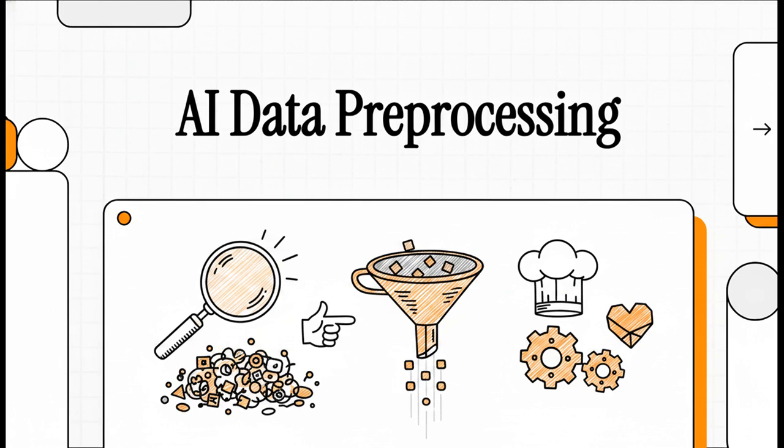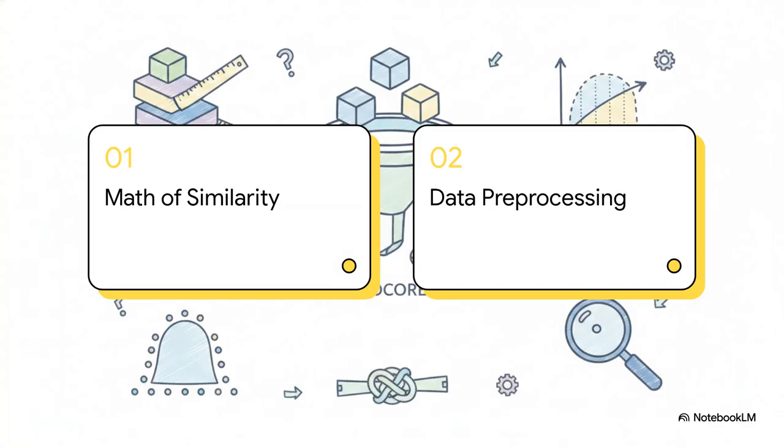We'll see how they measure things, and honestly, perhaps more importantly, how they scrub our raw, messy reality into something a machine can actually digest. Here is our agenda for today. Number 1, the math of similarity. And number 2, data preprocessing. Let's get right into it.